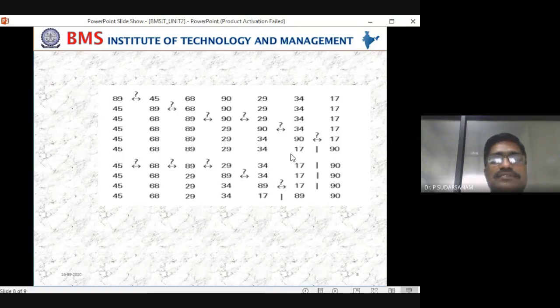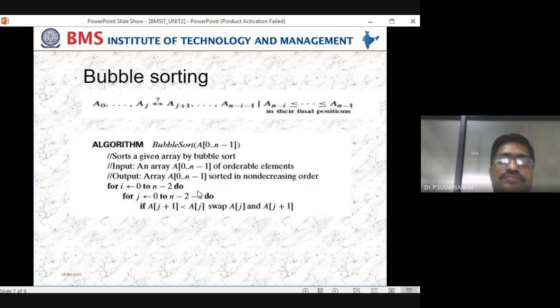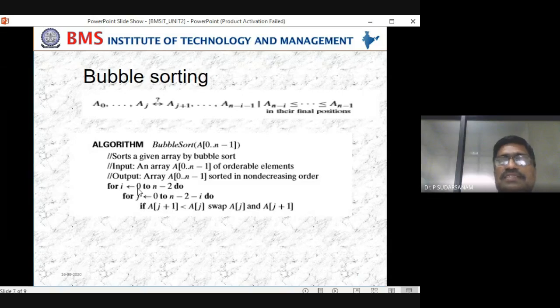Next is time complexities. Any doubt on this algorithm? Now how to write it? A of j plus 1, once again I'll tell you, this loop says how to do the operations. In the first iteration, the first element will be moved to the last. Next time it executes, the next element will be moved to the last. Every iteration, an element will be moved to the last.